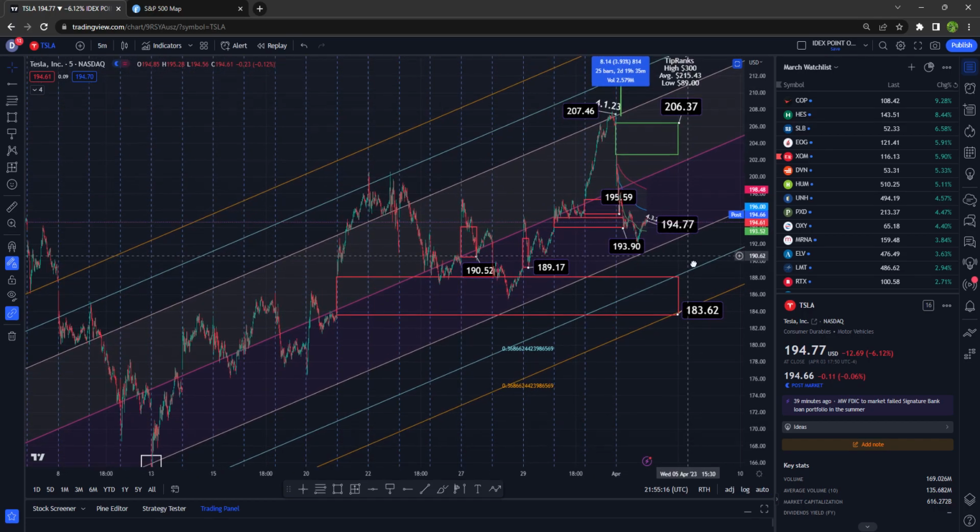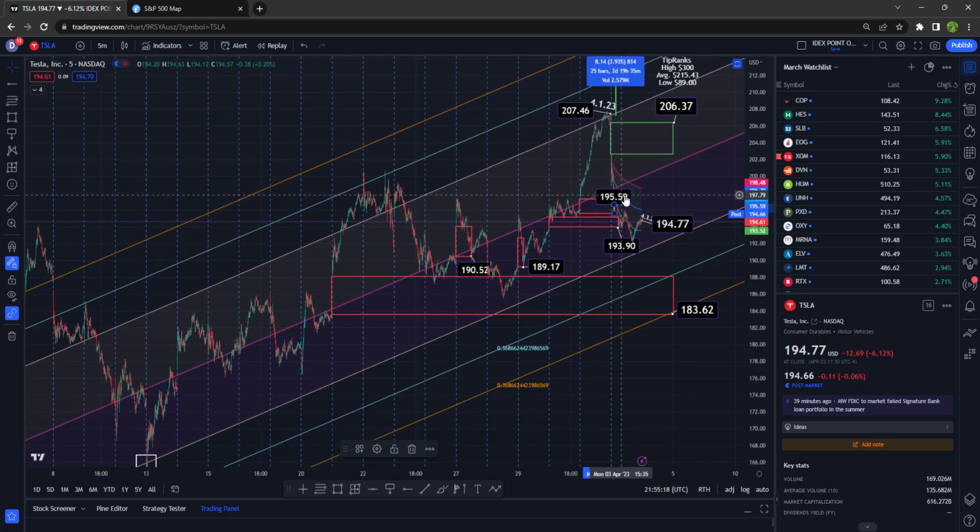Now note the gap that has already filled out in a couple of places. I talked about this right here over the weekend. There was a gap to the downside at 195.59. That closed today. I pointed out another gap at 193.90. That also closed out today. Today's high on Tesla was 202.69. It opened up at 199.91, and the low today was right here, roughly at 192.20.